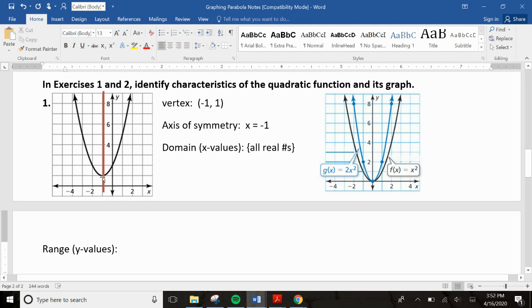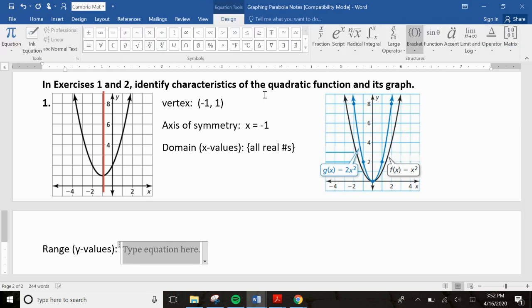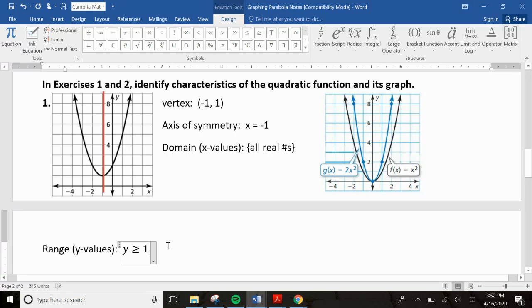It's never going to hit any y values less than -1. Sorry, less than +1 right here. We're on the y-axis. It's never going to hit 0. It's never going to hit -1, -2, nothing down here. But we can see that it's going to go on forever, right? It's always going to hit everything above +1, because we can see this parabola is going up. Therefore, we can say that the range here, since it's the y values, is y is greater than or equal to +1.